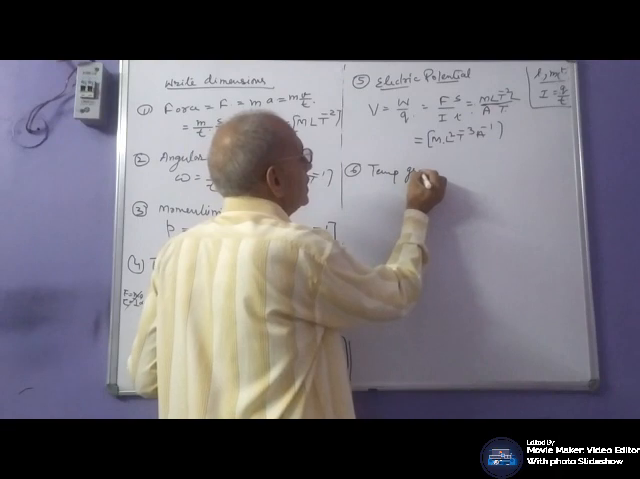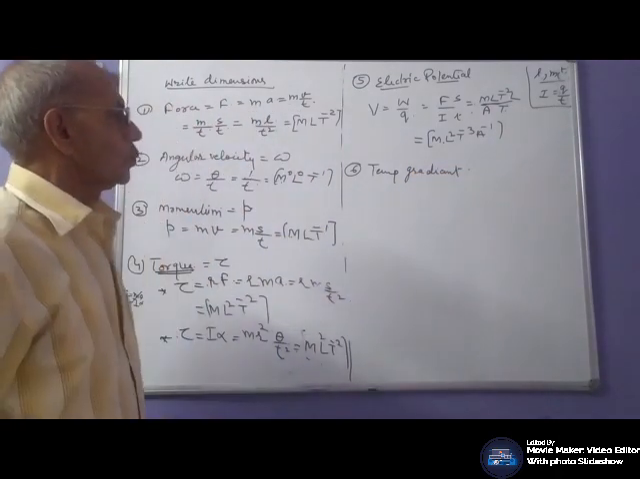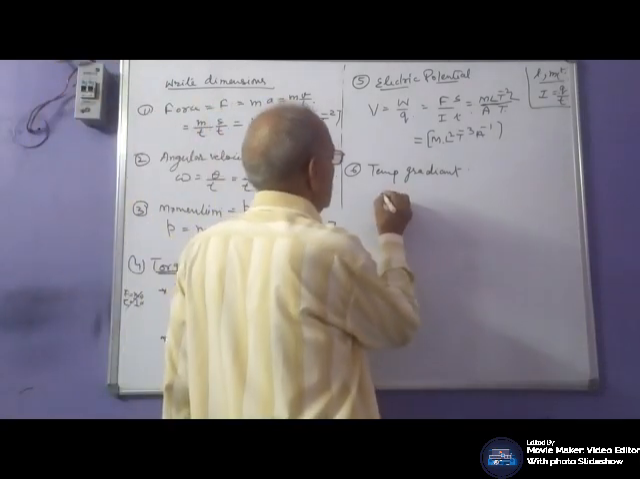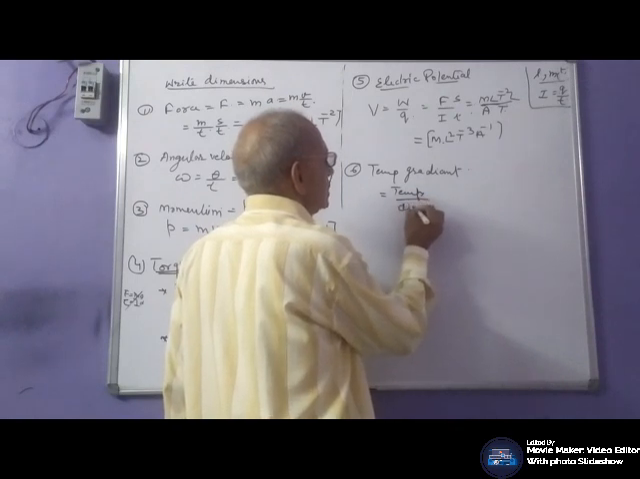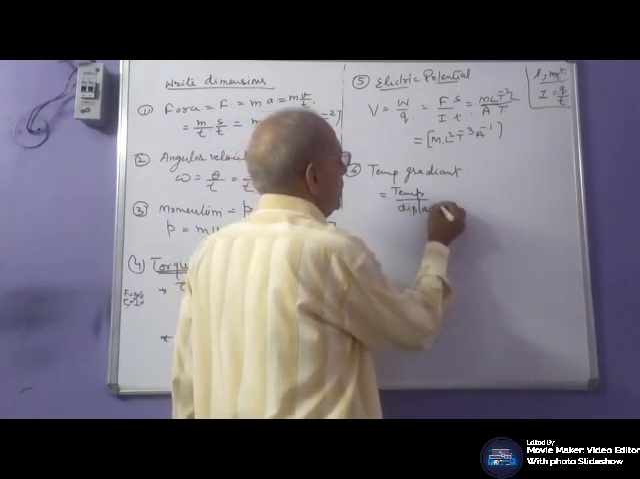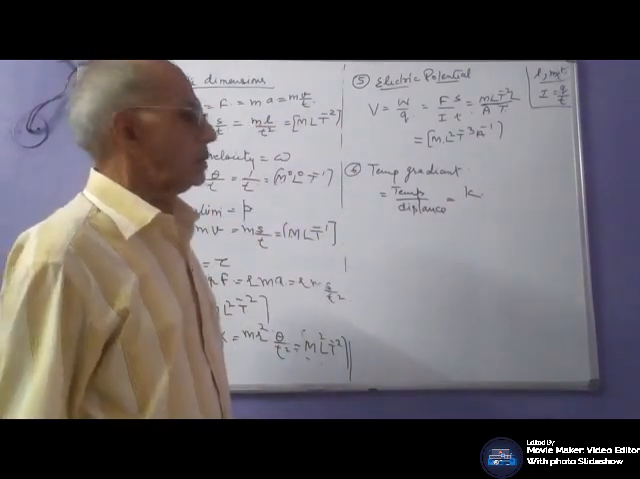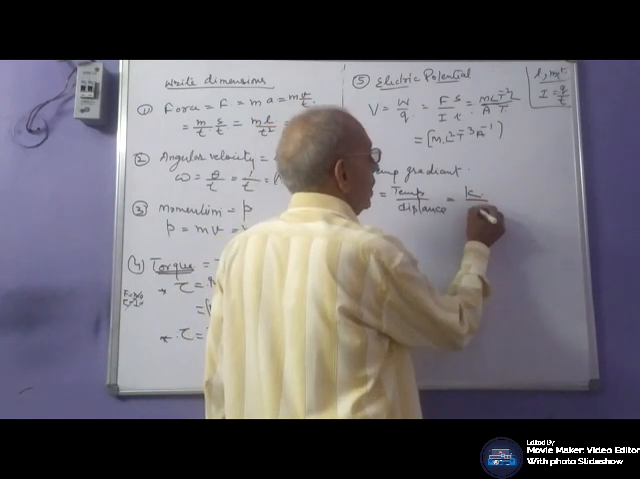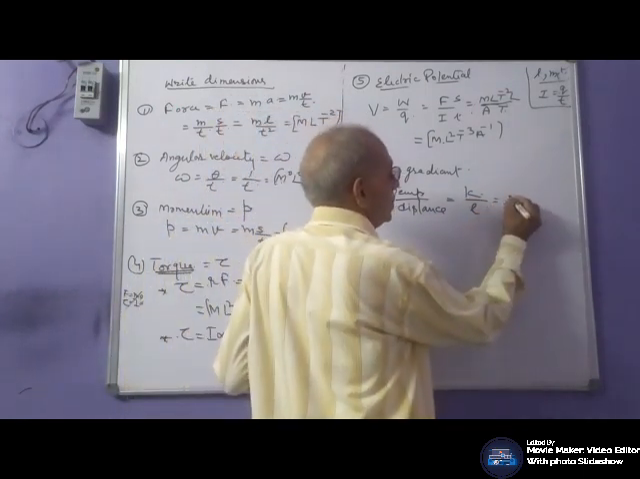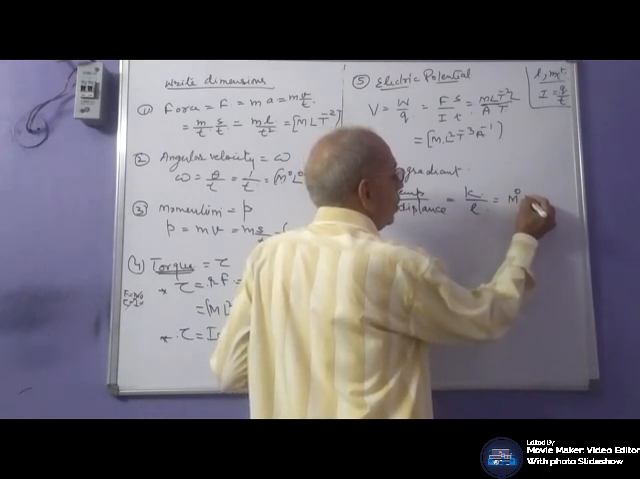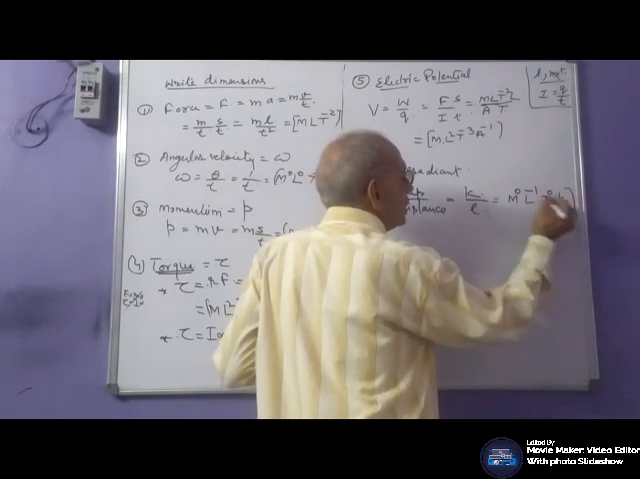Temperature gradient: it is temperature upon distance. Temperature is K, distance is L. So dimensions: M no, L minus 1, T no, K.